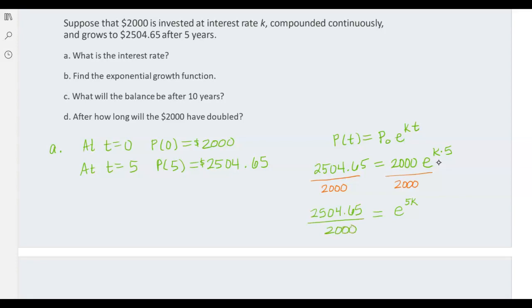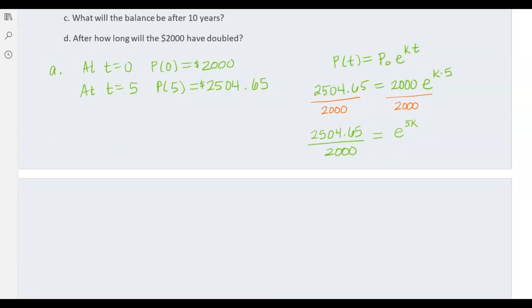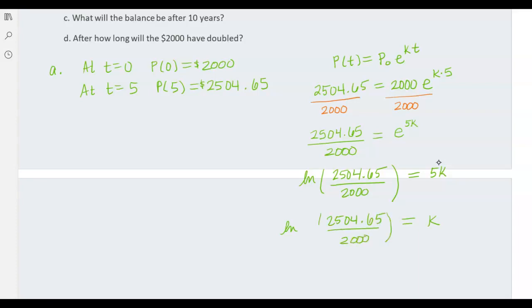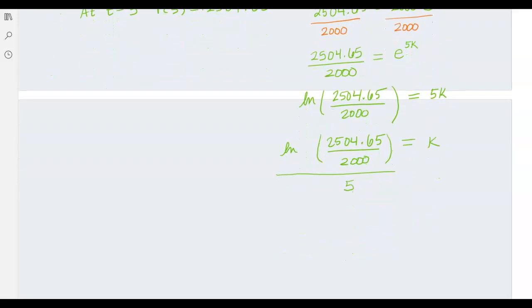And then we'll take the natural log of both sides. We saw in both of the previous examples that when we take the natural log of both sides, we'll just end up with the exponent. So in the calculator, to get the interest rate, we're going to type in the log of this fraction, and then that whole thing divided by 5.